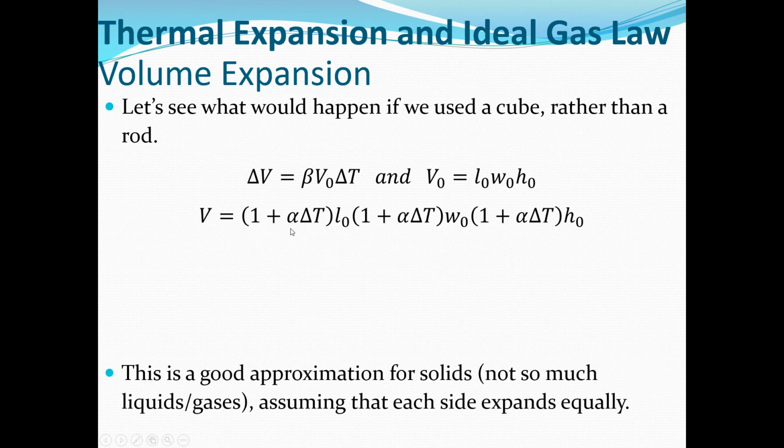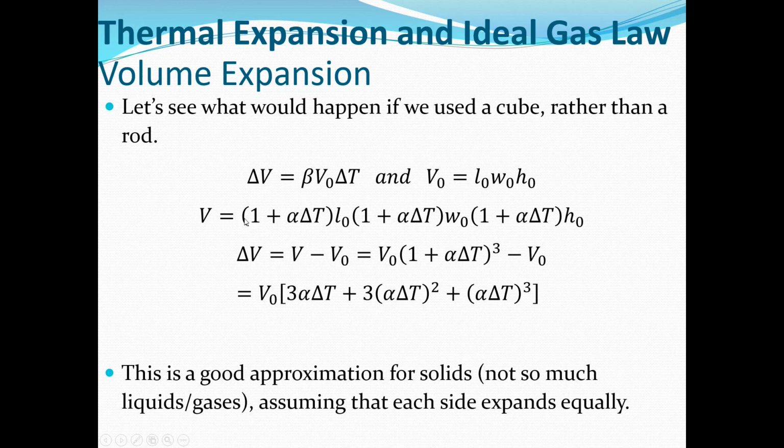So what I can do is pull this out and cube it, and then when I take the difference, which is just the new volume minus the original volume, I'll end up getting V naught times (1 plus this) cubed, minus V naught. And then this pretty much expands to be roughly equal to this term.